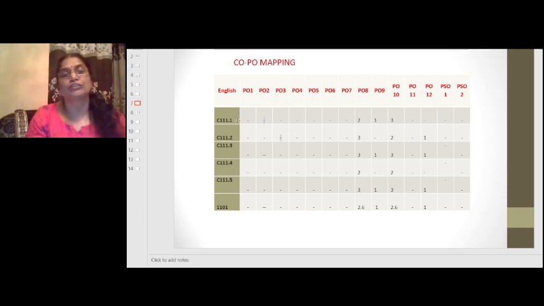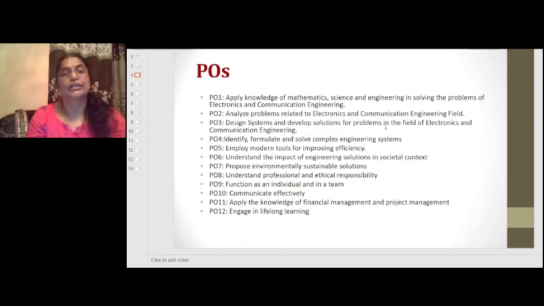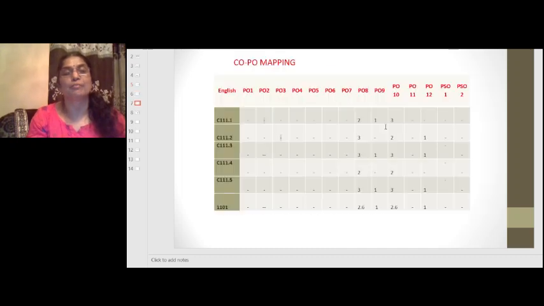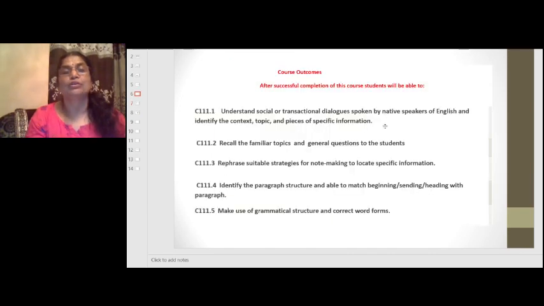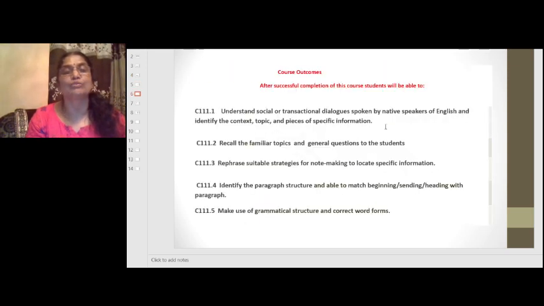Now, the first unit is about the social and all that you have learned. You can go to the back slide and see. Okay, now you have the POs. Now let's go to the CO-PO mapping. The first CO is mapped with the 8th PO. The 8th PO is understand professional and ethical responsibility. That's what PO 8 is. And now let's see CO1.